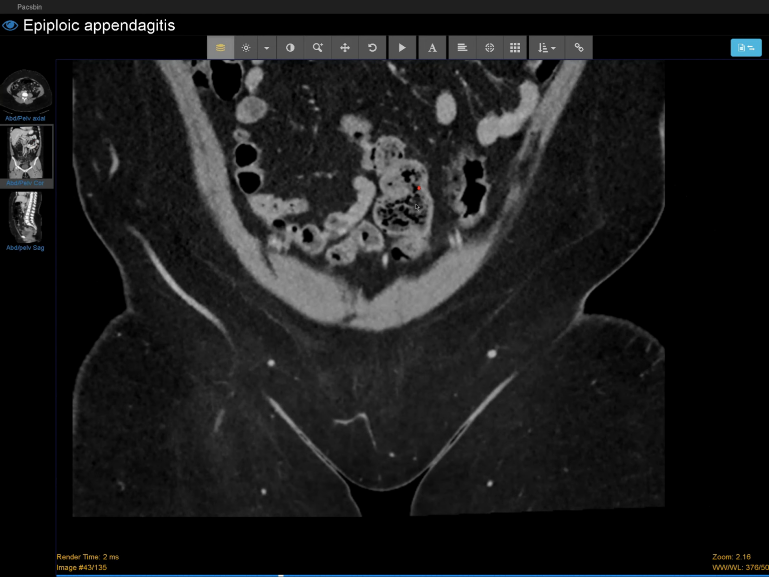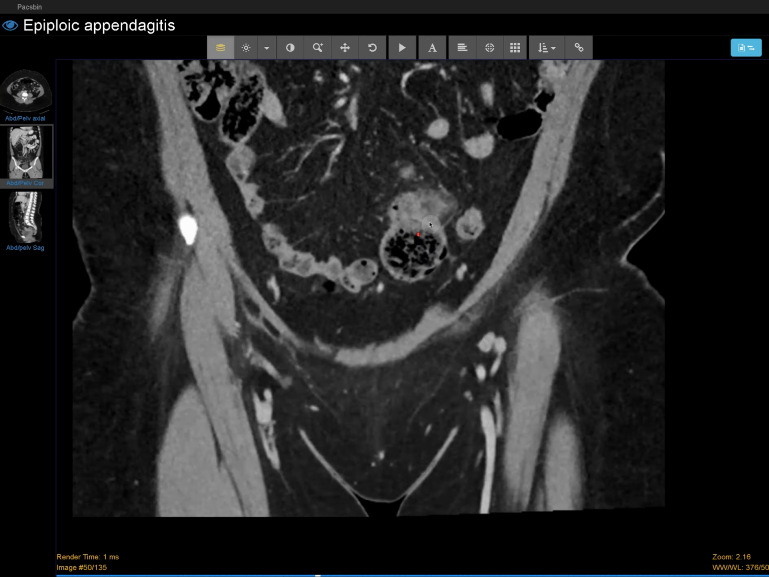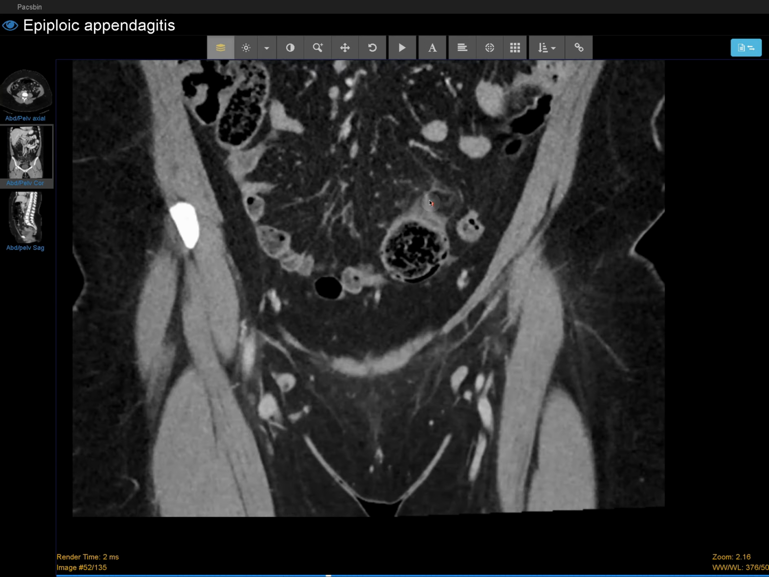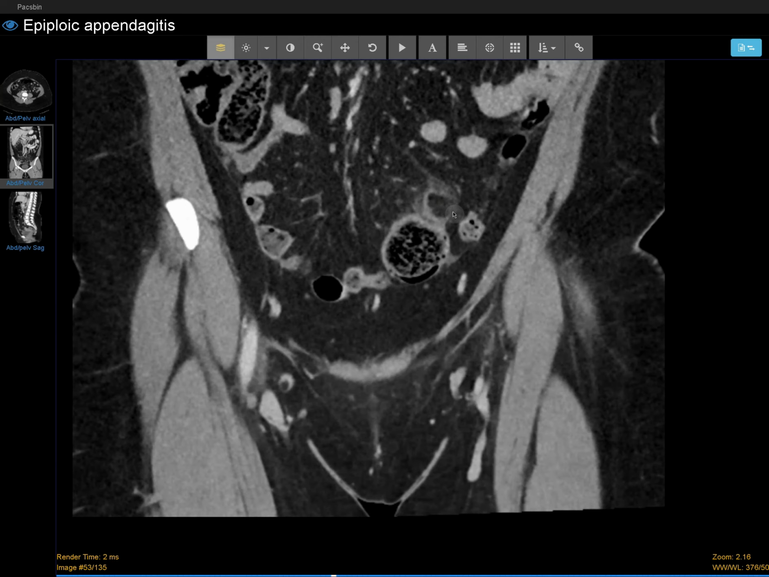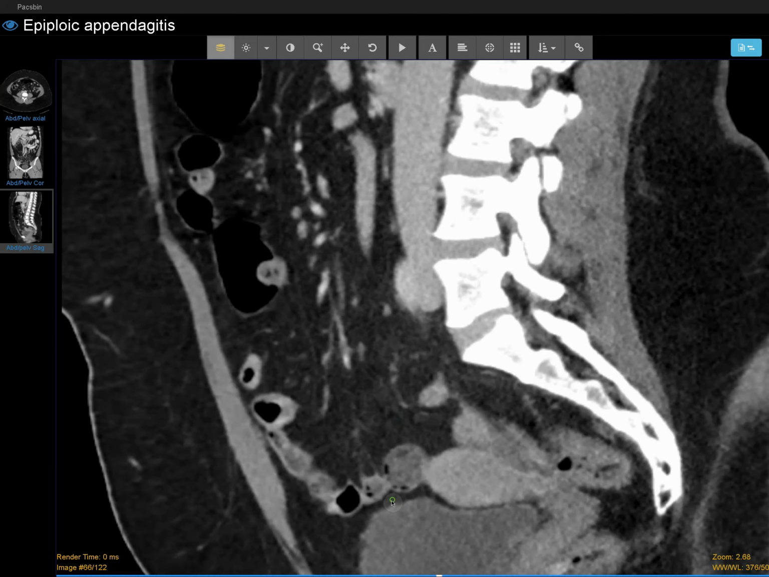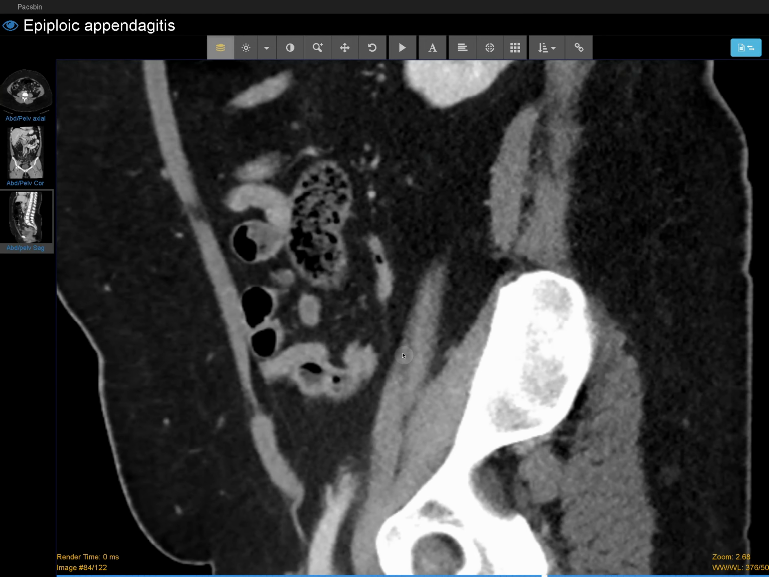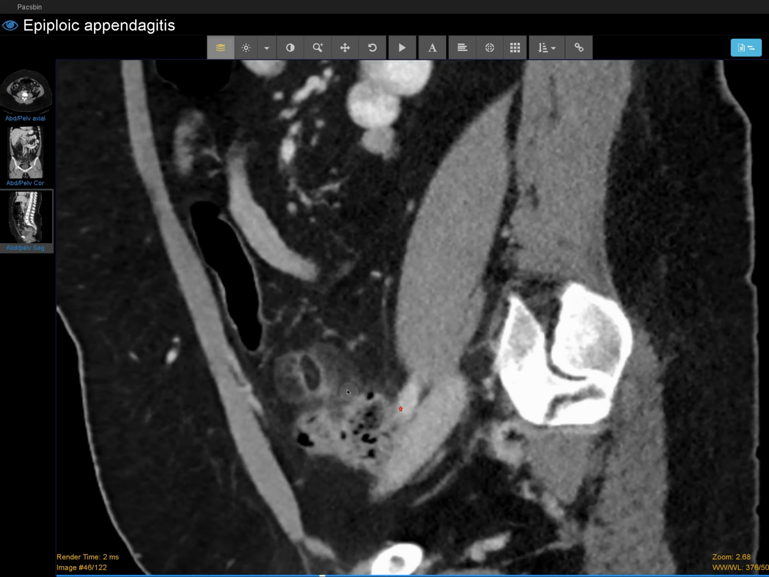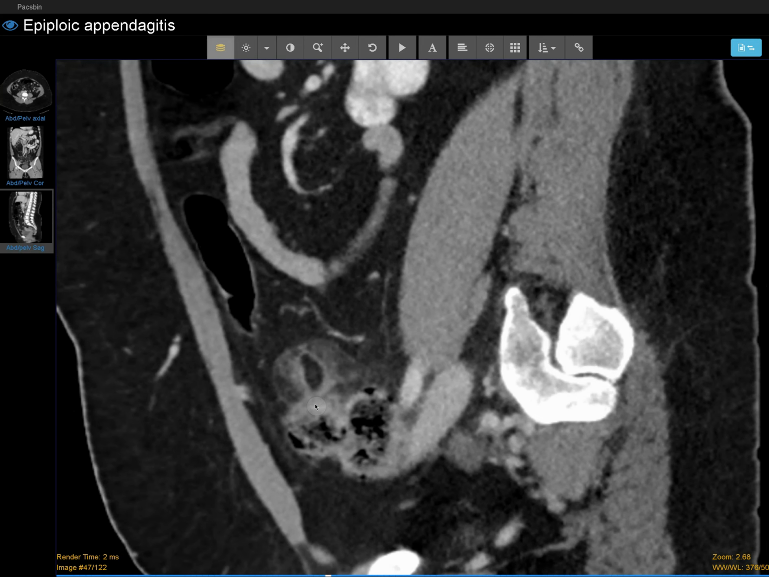So this is our loop of sigmoid colon, and the abnormality is situated outside of the colon. There's this fat density structure surrounded with some inflammatory stranding. Let's look at this in sagittal view as well. So this is the right side with the appendix. We saw that on the left, right here.